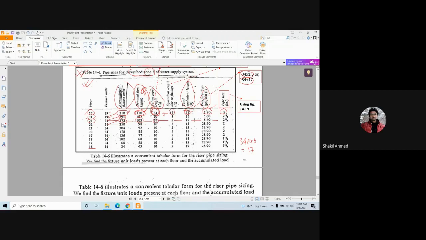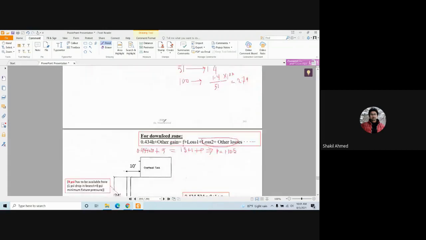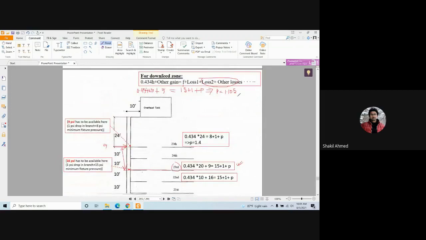From 24 to 25 feet, this is 10 feet, that's okay. And we will increase it by 5 feet, that is 15 feet. That's fine. How much did we get here? 1.105.